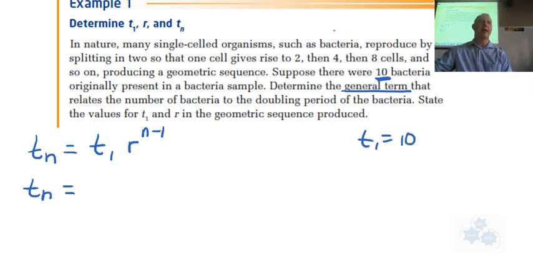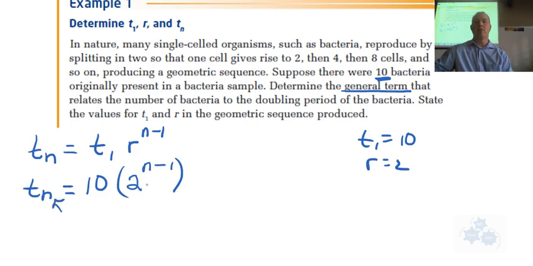It doubles every time, so the common ratio would be times what? 2. So R is 2. So I've got 10 times, it's a good idea to use brackets here really, if you can. You don't have to, but it's a good idea. 2 to the n minus 1. Remember, in the nth term formula, you can leave n just as itself. It does not have to be filled in. Okay?